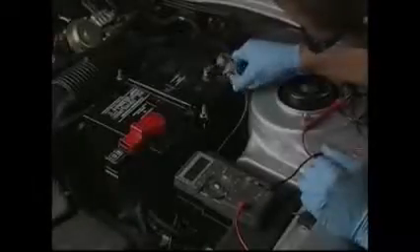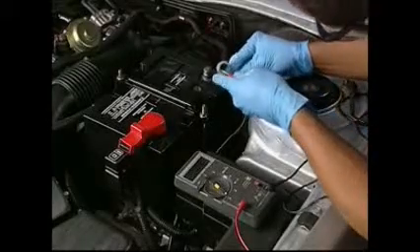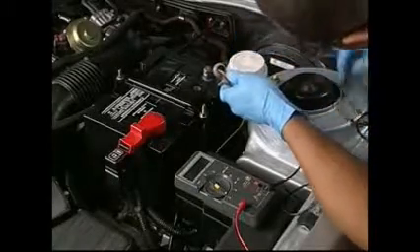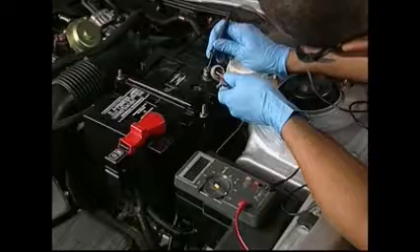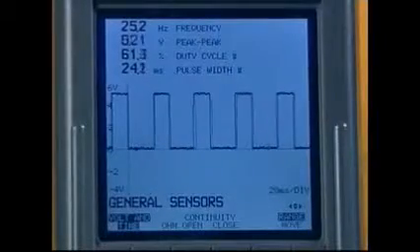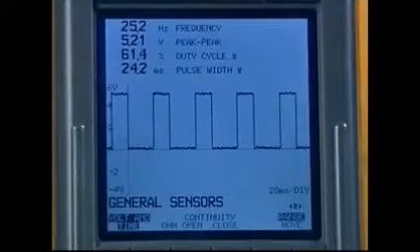In this video, we looked at the use of the digital multimeter to test for current draws and continuity. Then we looked at other diagnostic tools that can help you isolate the causes of electrical circuit faults.